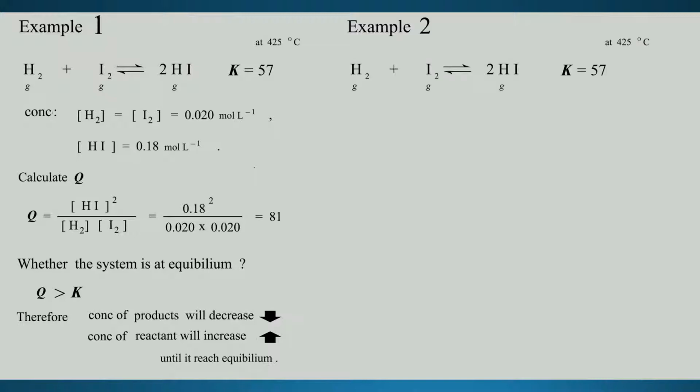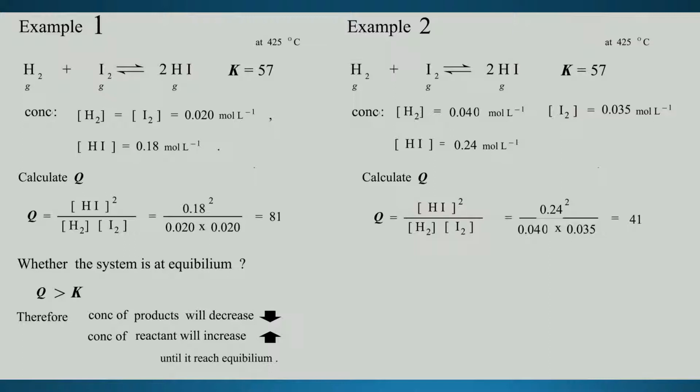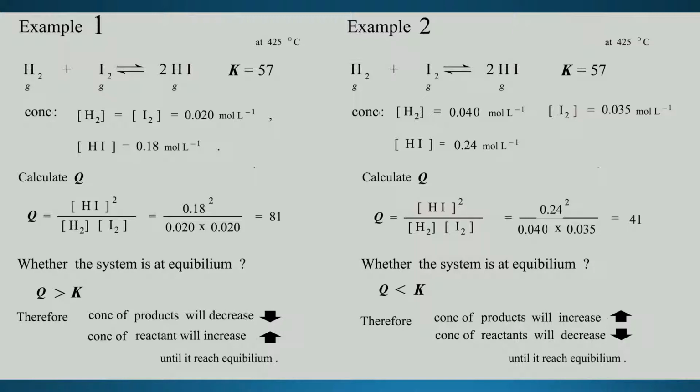Do one more. I use the same equation. If this time your experiment turns out to be this value, you put it into the Q equation, product over reactant, and it gives you 41. Has the system reached equilibrium? The Q is smaller than K. That means the product will increase more and reactant will decrease more until it reaches equilibrium, the K value.